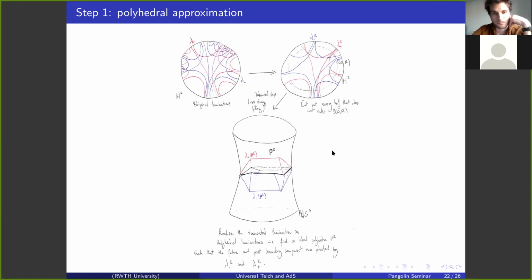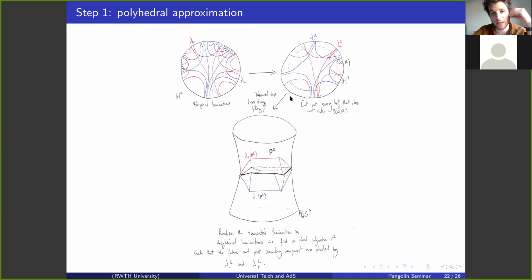And so this step is, well, actually it's not really completely true. What I need to do is to delicately modify this truncated lamination so that it can actually be realized, but yeah, let's not be too precise.